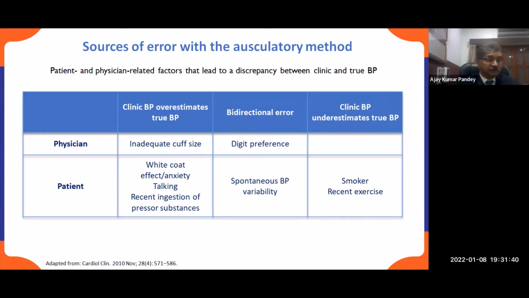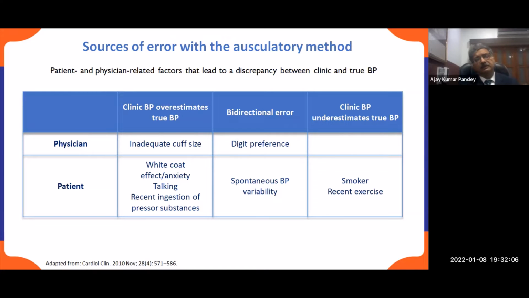So whoever is starting clinical practice, or whoever is measuring the blood pressure, or the nursing staff measuring the blood pressure, you should make sure that your clinic or your office has all three sizes of cuff. Clinic BP overestimates true BP with an inadequate cuff size. There may be bidirectional error if there is digit preference.